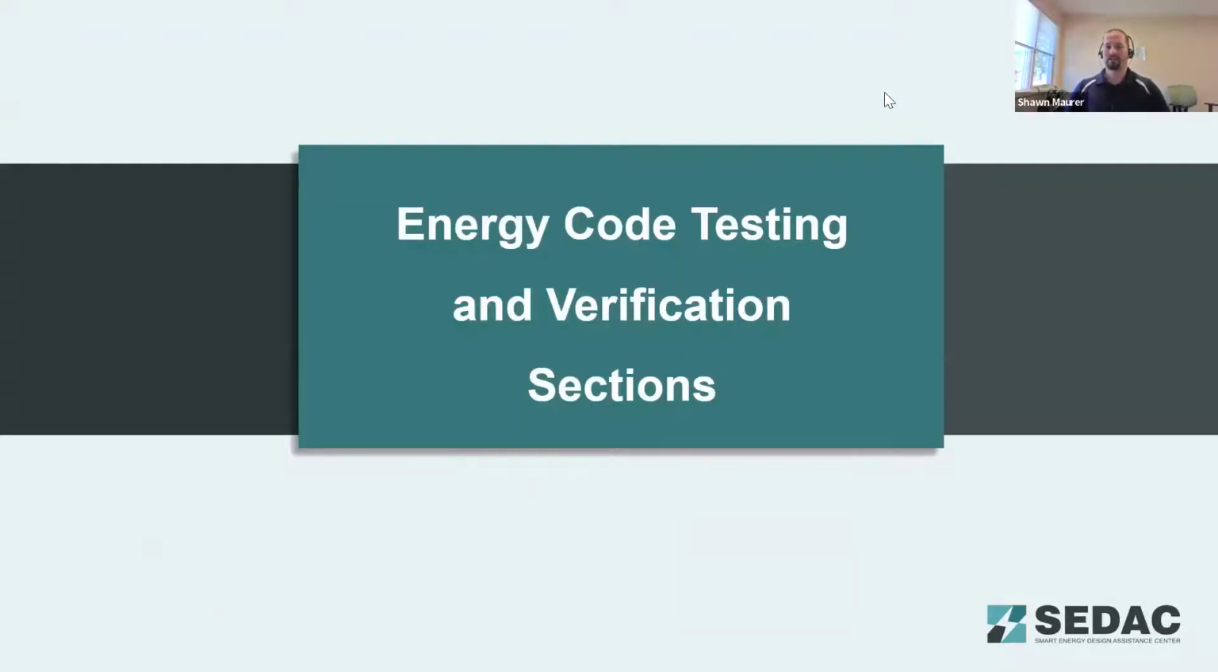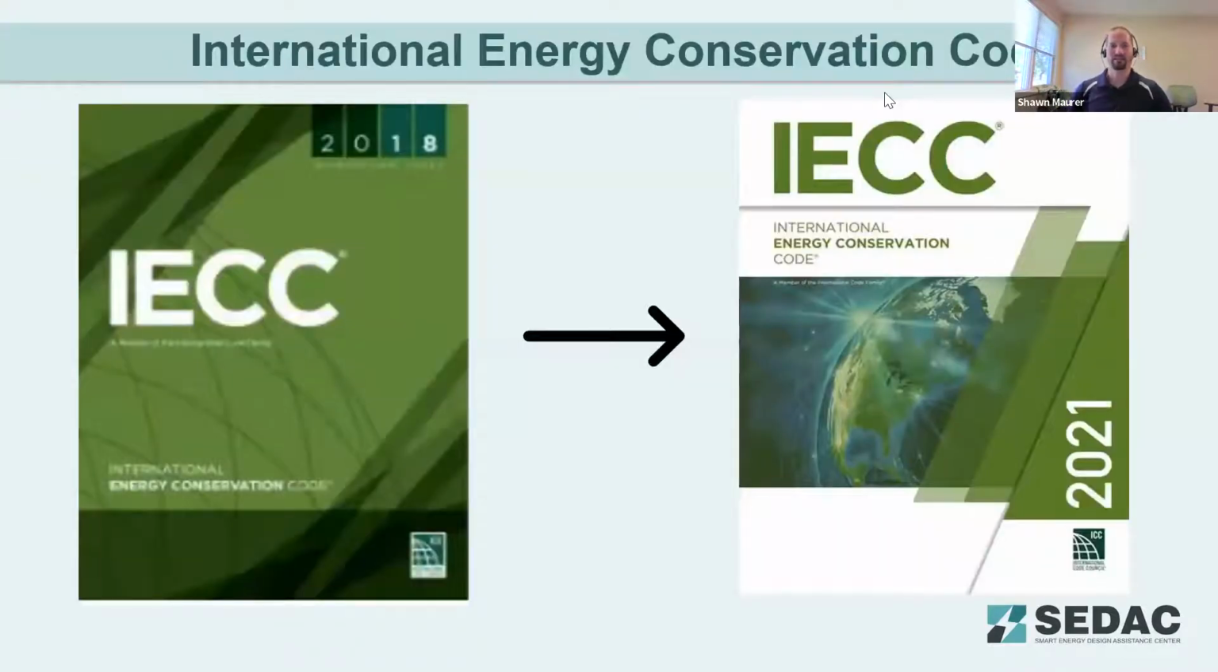So let's go ahead and dig into energy code and verification sections, those parts of the code that list verification and testing requirements. Just a quick update: it's looking like sometime in October will be the adoption of the 2021 IECC. That was intended to be sometime during the summer, but with the current updates that we've got, we believe that will happen in October now.